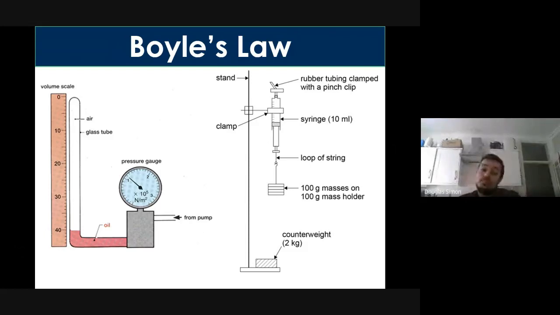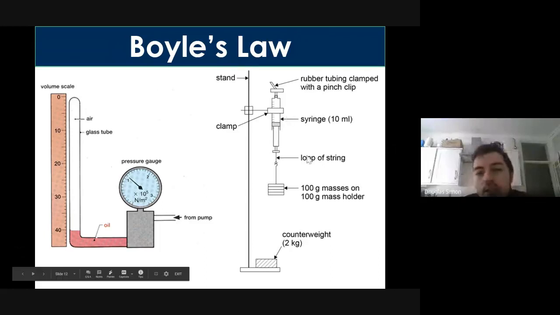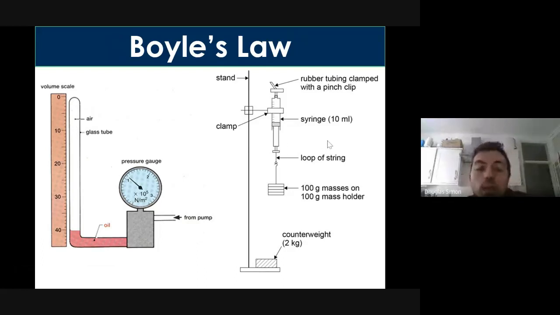Well, there's a little trick here. Why, when you put a mass on, doesn't this plunger just fall out completely? Well, the reason it doesn't fall out completely is because the air around it is pushing it back up. So standard atmospheric pressure, which is about 100 kilopascals or 100,000 pascals, is pushing it back up.